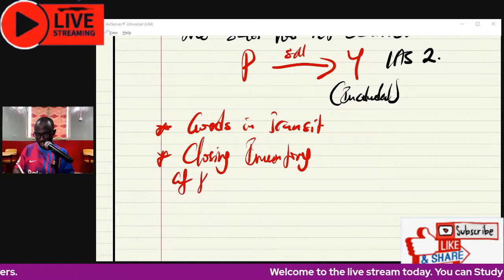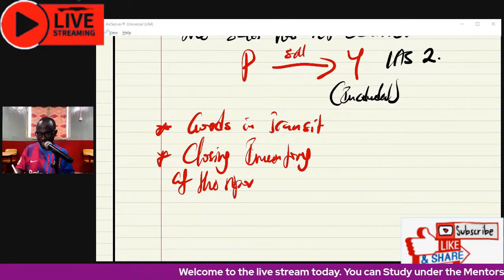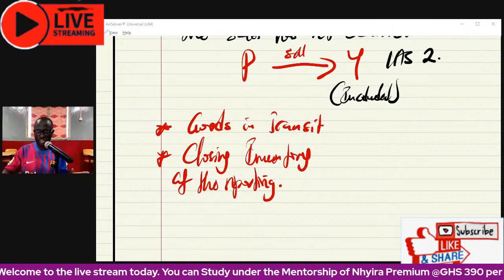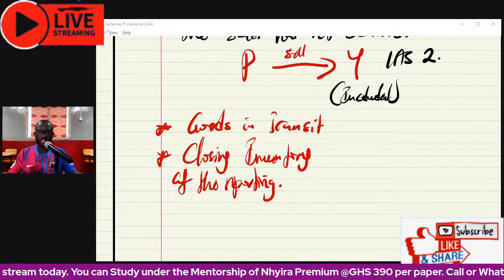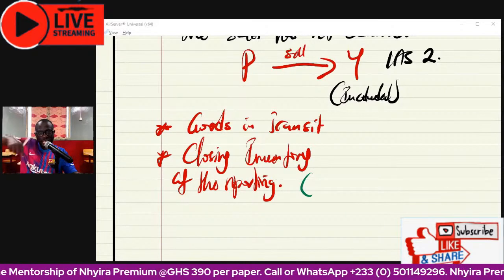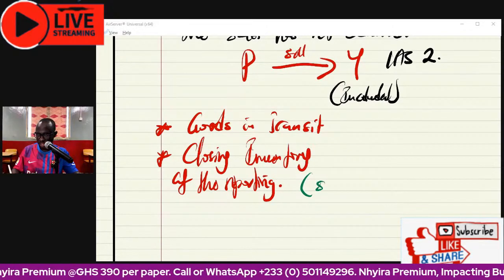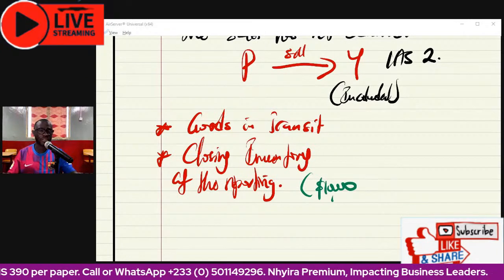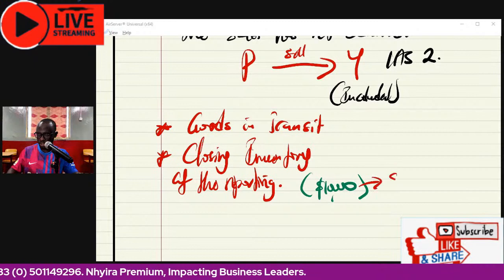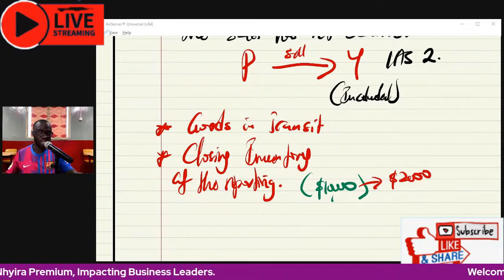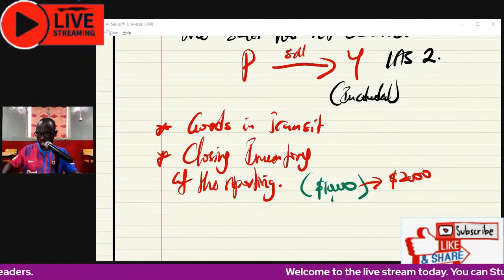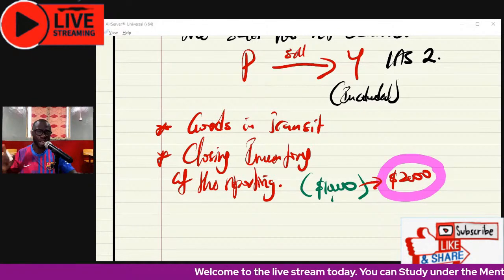At a reporting date. Now that sounds a bit counterintuitive, but I'm going to explain it. So let's say, for instance, at a reporting date, Y, who is the one buying the goods, has as part of its inventory an amount of, say, 10,000. So the total inventory is 10,000. But part of this 10,000 inventory, they bought 2,000 from P. Okay? So what it means is that on this 2,000, we have to calculate provision for unrealized profit.